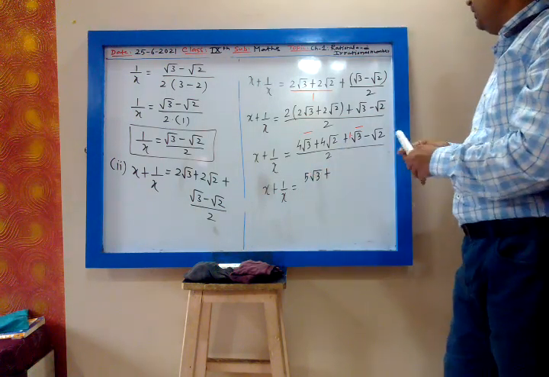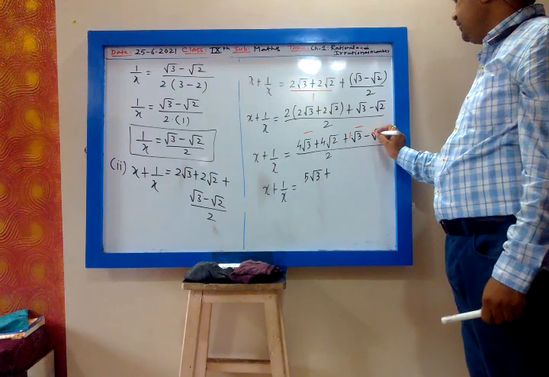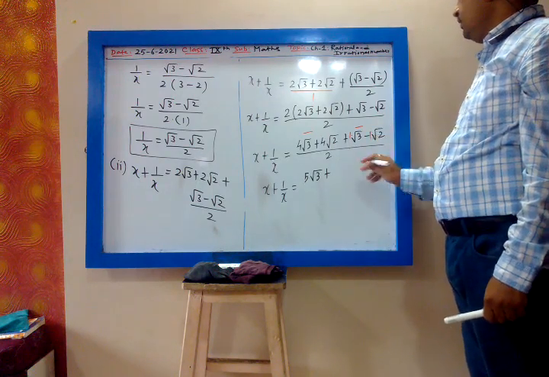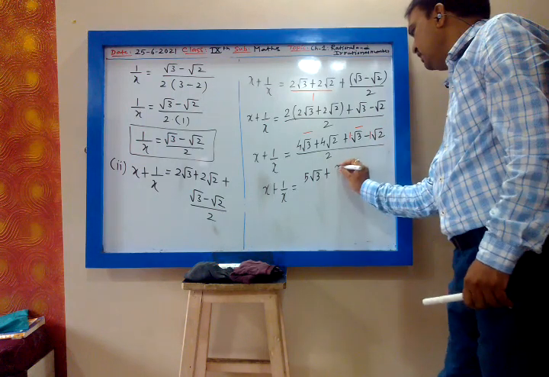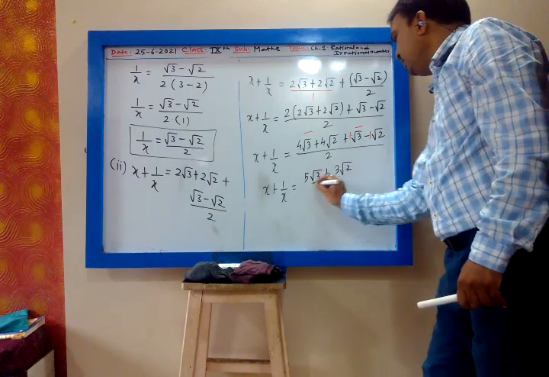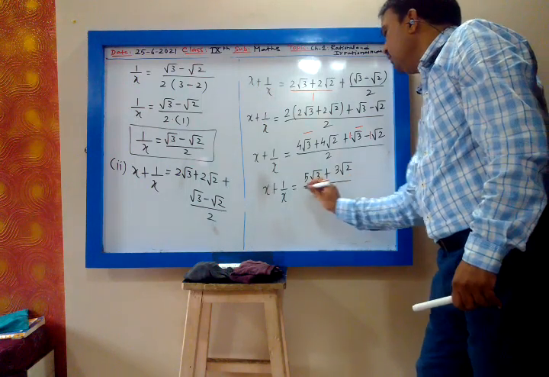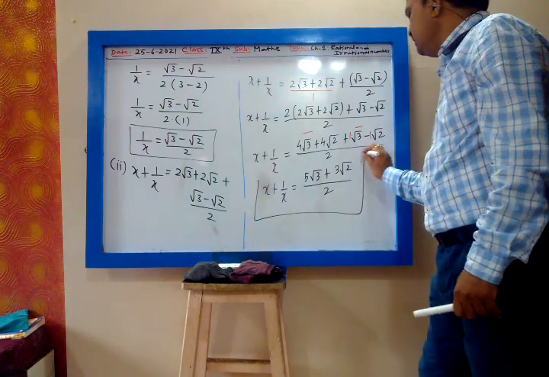4 root 2 plus minus root 2. The coefficient of root 2 is 1. So 4 minus 1, 3. So 3 root 2 upon 2. This is the value of x plus 1 by x.